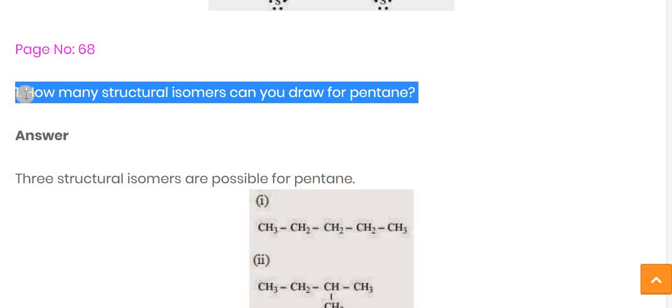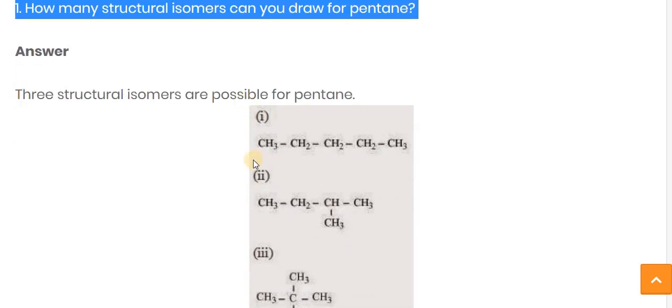So the question is, how many structural isomers can you draw for pentane? We can draw almost three structures for pentane. One is in chain form, the second one is of branch form, and the next one is also a branch, but from two sides. So here you can see the structure.